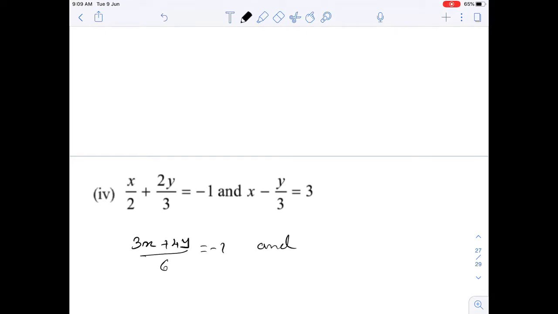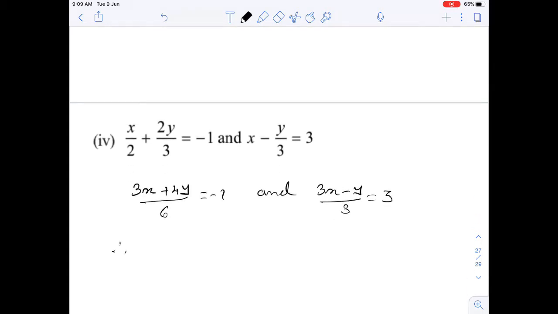Your second equation will be the same condition. This 3 will multiply with x. For x no denominator is there, meaning 1. It will multiply with y, so you will get 3x minus y upon 3 equals 3. Next you have to change the side of this denominator. So you will get 3x plus 4y equals minus 6, and 3x minus y equals 9. This is our equation number 1, and this is our equation number 2. Now further you decide how to solve it.